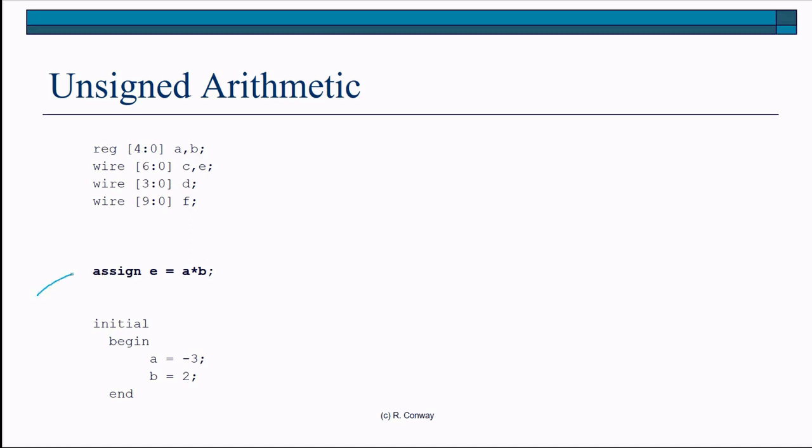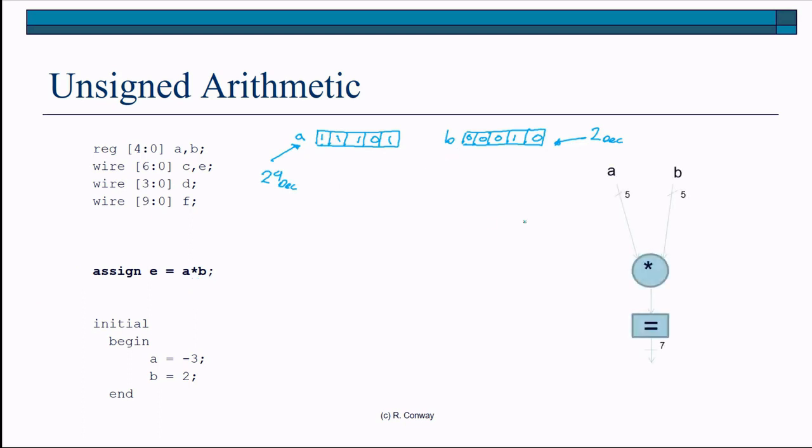Taking our next example, the continuous assignment statement is assign E equals A multiplied by B. So this time, instead of the addition, we have the multiplication operator. As before, we'll use the same values for A and B. We start with our expression tree, which looks like this.